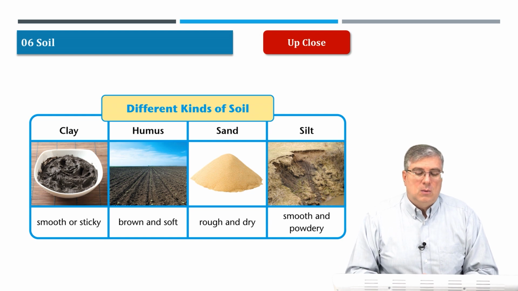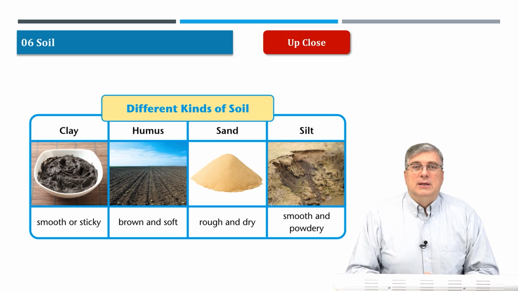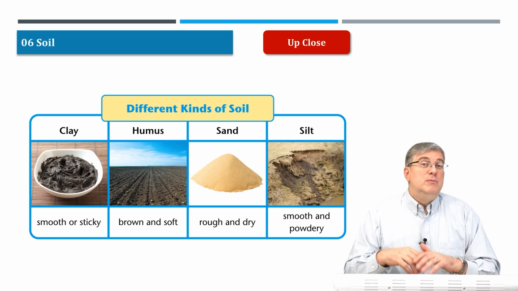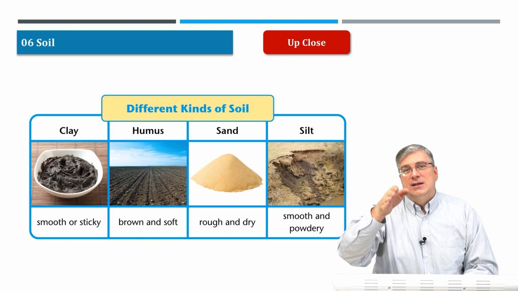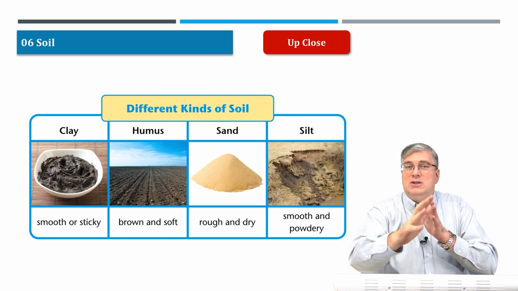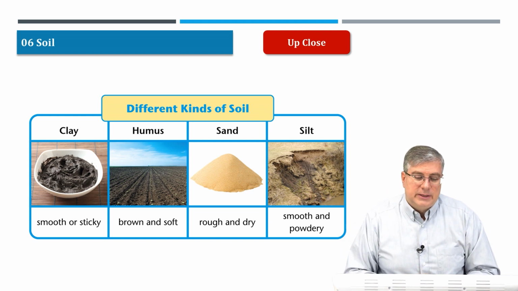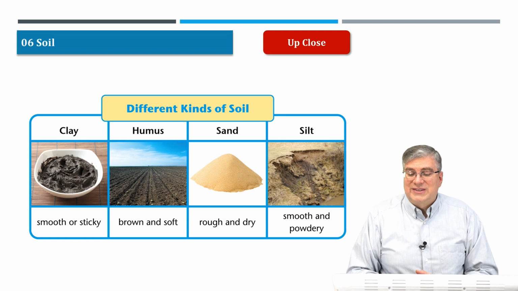So the plants can't get water. Sand is rough and dry. Sand is what we find in the desert. If you go to the Sahara Desert, you can see very beautiful pictures of the sand dunes. They're very beautiful. And the wind will shape the dunes into very nice, beautiful shapes. So that's sand. Then we have silt.